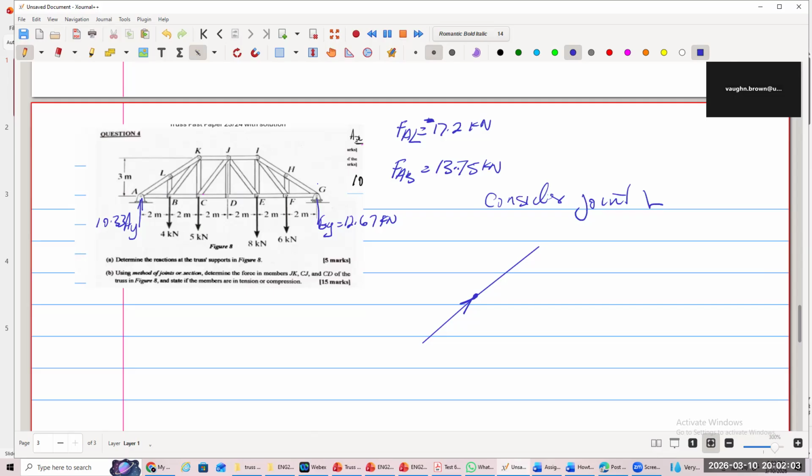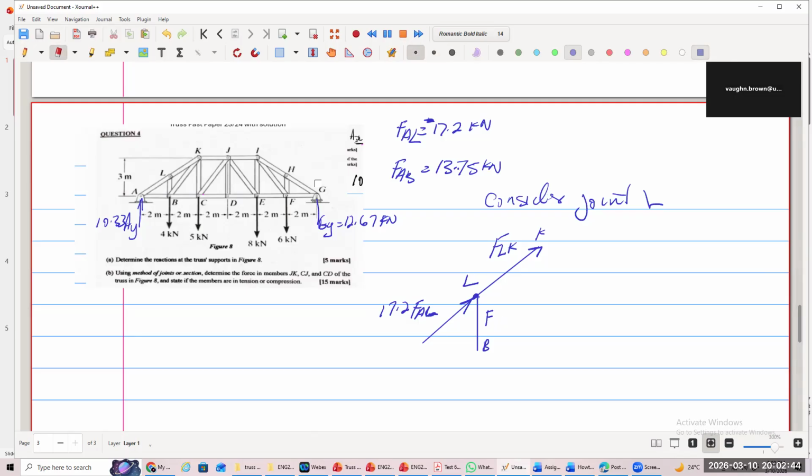Remember that here, guys. So this is FAL, and I'm using it as positive 17.2 because I've changed the direction so that it is going into the joint, not out. However, this is L, and then I have FLK. I'm going to assume that it's in tension, so I'm drawing it out of the joint. And then I have another one, which is coming down here. And then this is B. So I'm going to write FBL or LB. It doesn't matter.